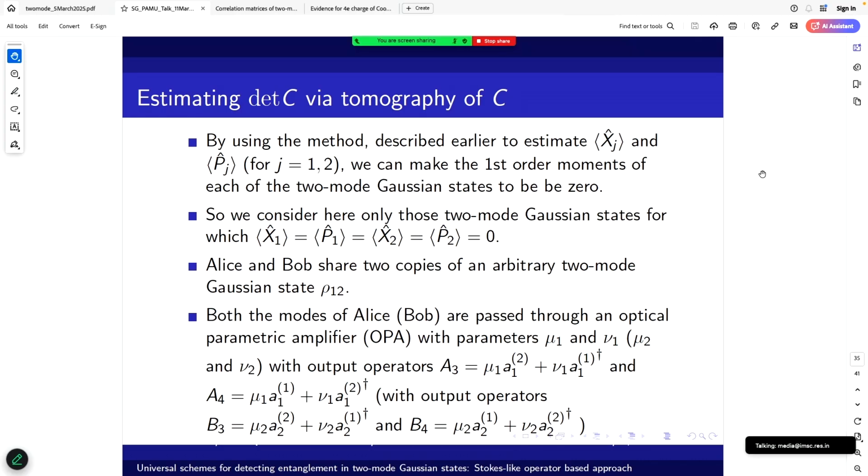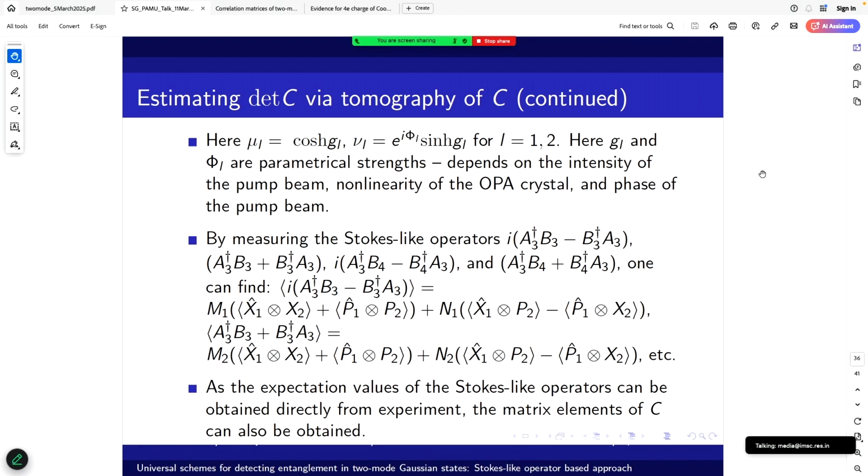So, this is how the OPA works. You have the pump which determines what mu 1, nu 1 and mu 2, nu 2 will be, and this gives rise to the new fields. Mu 1 is cosh g 1, and so on, and these parameters g and phi are the parametric strengths depending upon the intensity of the pump beam, the nonlinearity of the OPA crystal, and the phase of the pump beam. So, that is how it works.